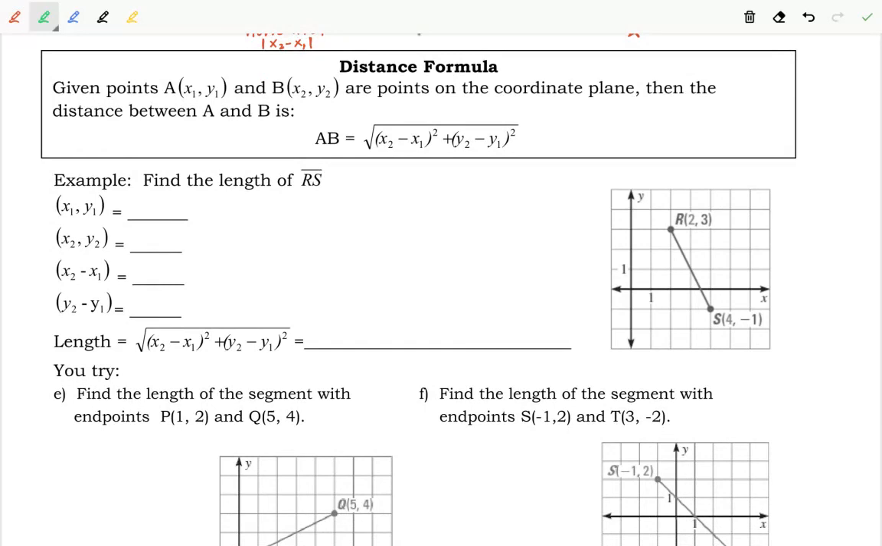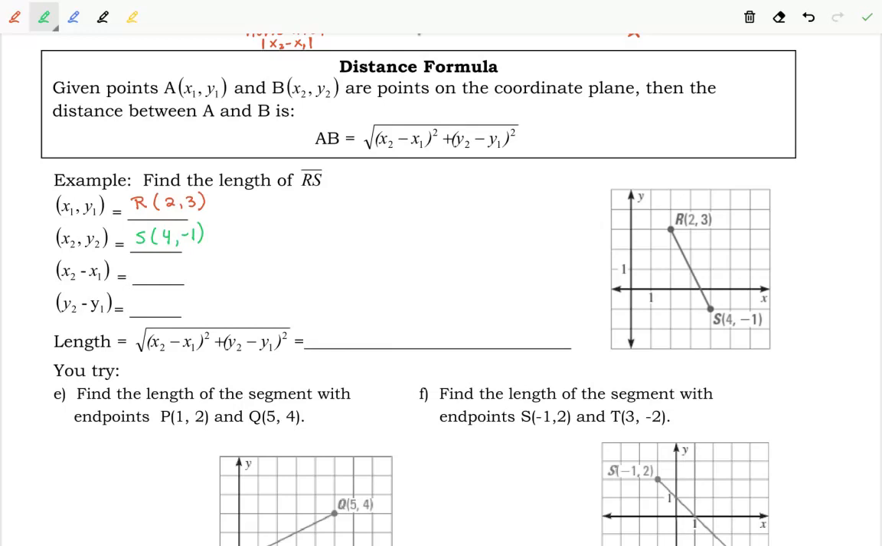So let's take a look. We have line segment RS. We know that R is the point (2, 3), and we know that S is the point (4, -1). Okay, so we need to identify our first point. So our first point is point R, which is (2, 3). Our second point is our point S, which is (4, -1).